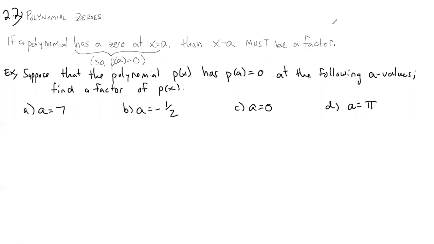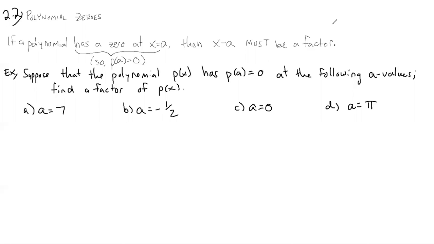When I say it has a 0 at x equals a, what I mean is that when we plug in a, we get an output of 0. It doesn't mean that 0 has to be a, it's the output at a. So this should be kind of quick work if you just follow what it says above.